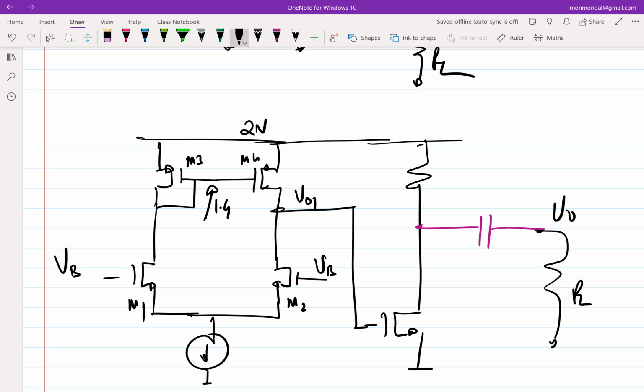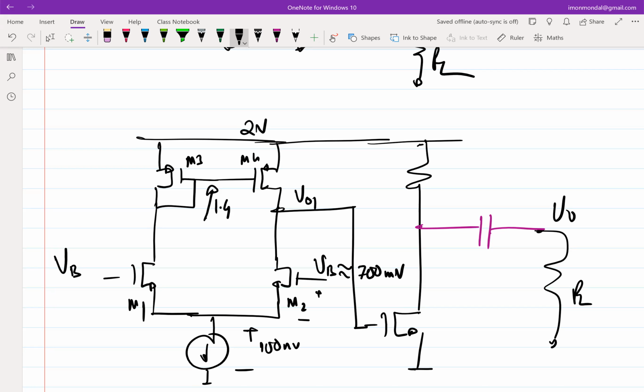So, let's say VB, you keep an overdrive of 100 millivolt here, and again, a threshold voltage of 500 plus overdrive of 100, that is 600 millivolt there. So you have 700 millivolt of VB. So this is approximately 700 millivolt. Okay. So what is the range of V01 in which V01 can operate? Maxima, minima. This is ICMR equivalent, right?